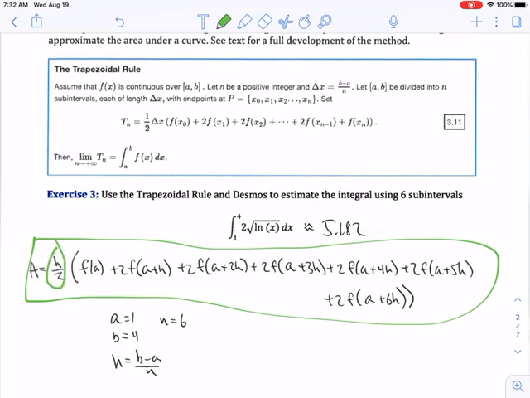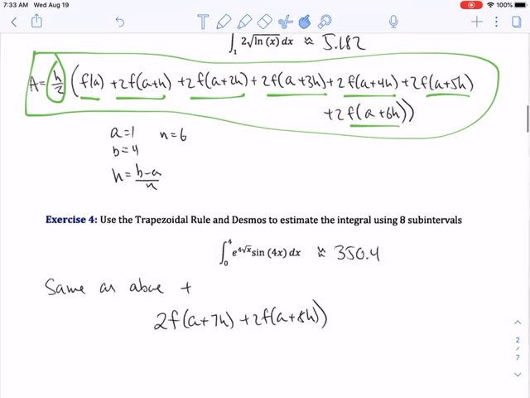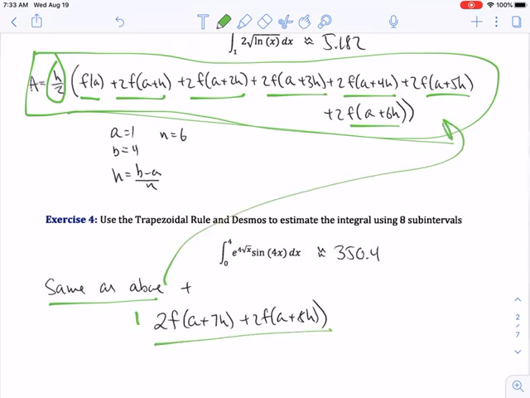We can factor out an h divided by 2, and then in parentheses you have f of a, plus 2 times f of a plus h, plus 2 times f of a plus 2h, 2 times f of a plus 3h, and so on through 4h, 5h, 6h. So you can see a pattern developing here, right? If you had to add on another term, it would be 2 times f of a plus 7h, and another term, 2 times f of a plus 8h. That's what I'm saying down here: same as above, that means this formula plus these extra 2 terms tacked on to the end of this in Desmos.